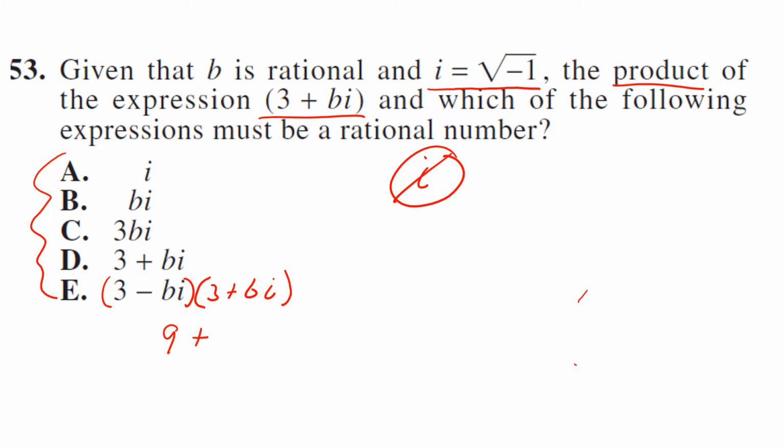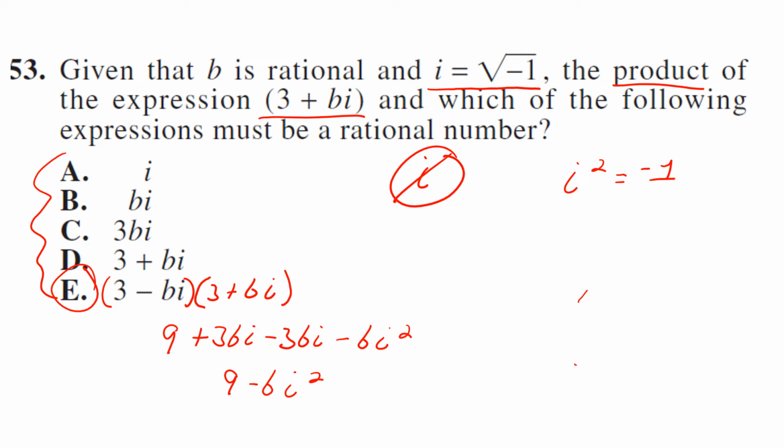You get 9 plus 3bi minus 3bi minus b i squared, right? Now you have 9 minus b i squared. Well, if you know i squared equals -1, now we have, that one will get rid of i altogether. So b minus b times -1 squared. So E. You could also put this in your calculator to see which one would work. So just put a number in for b and that would work.